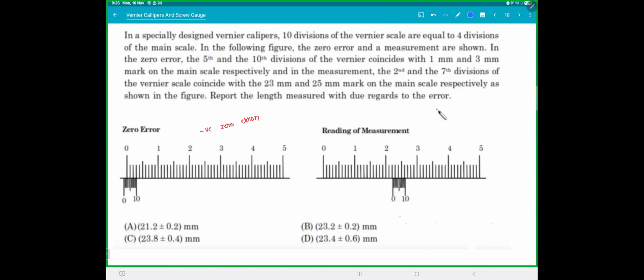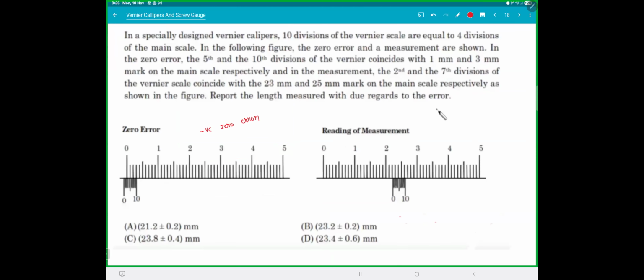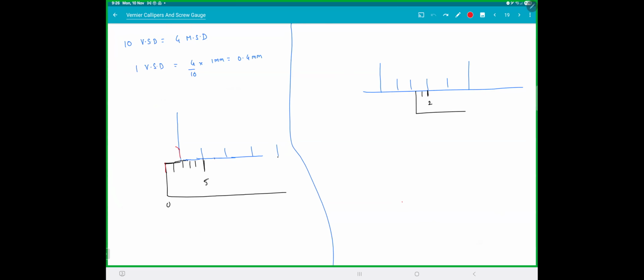Let's see. Aditya. So, first thing, 10 Vernier scale divisions is 4 main scale divisions. One main scale division is 1 mm, so one Vernier scale division is 0.4 mm. So here the divisions are 0.4 mm each. Look at the picture that is given. Initially, when there is no object, the 0 is behind. This is a negative zero error. Normally, what do we do with negative zero error? Ignore all that. So your 0 is here and this 0 is here.